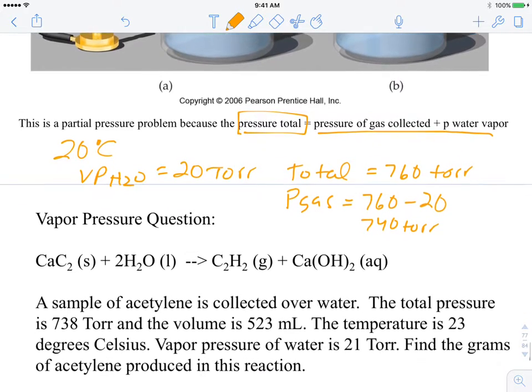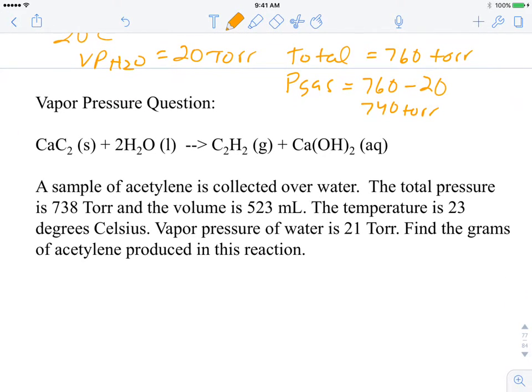So let's look at how this would happen in a problem here. Let's say that I had a sample of calcium carbide and I add it to water. It produces ethylene gas and carbon and calcium hydroxide. So they have this sample of acetylene. It's going to be collected over water. The acetylene is the C2H2. Total pressure is 738 torr. The volume is 523 milliliters. Temperature is 23 degrees Celsius. Vapor pressure is 21. Find out how many grams were produced.